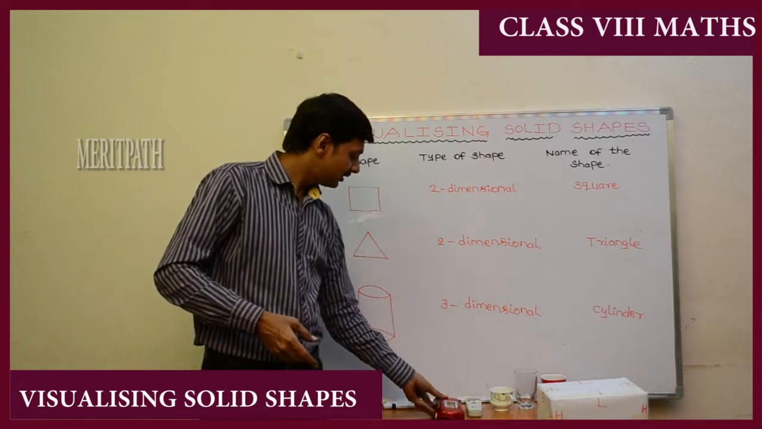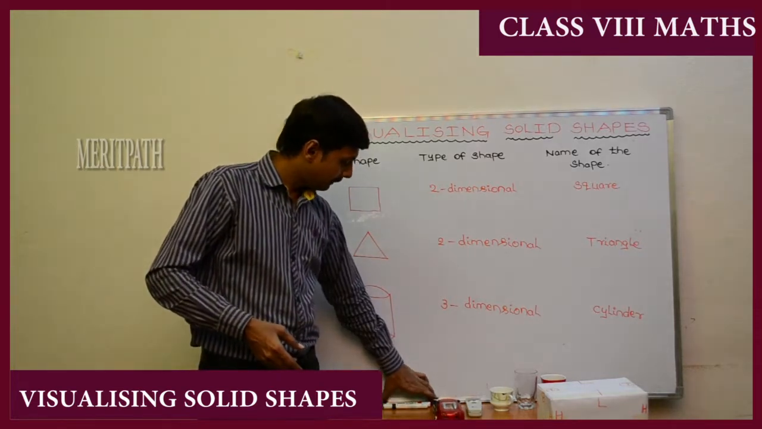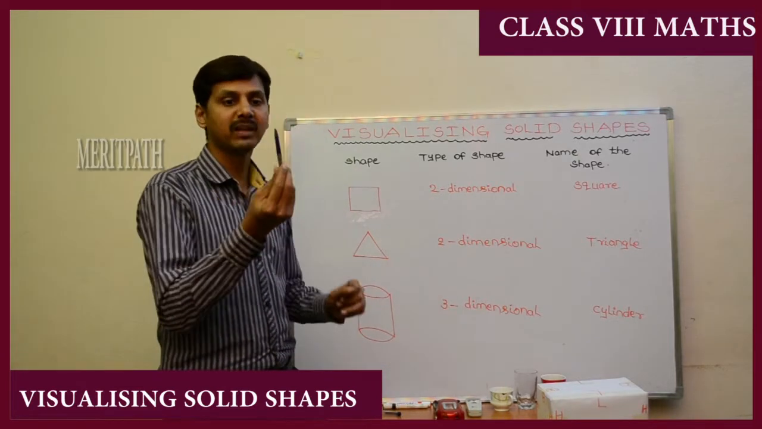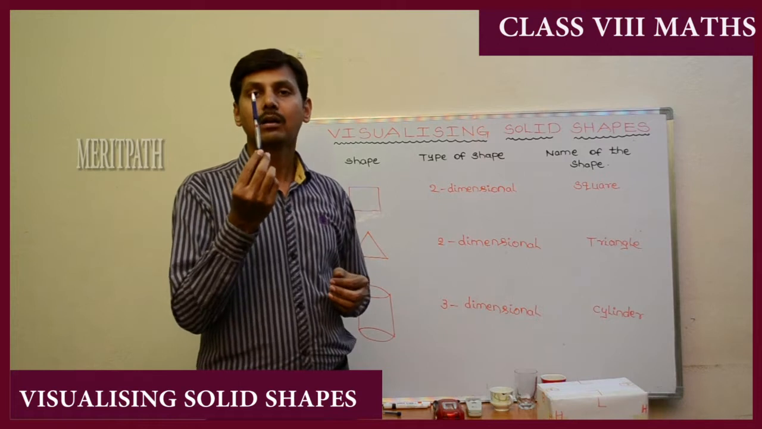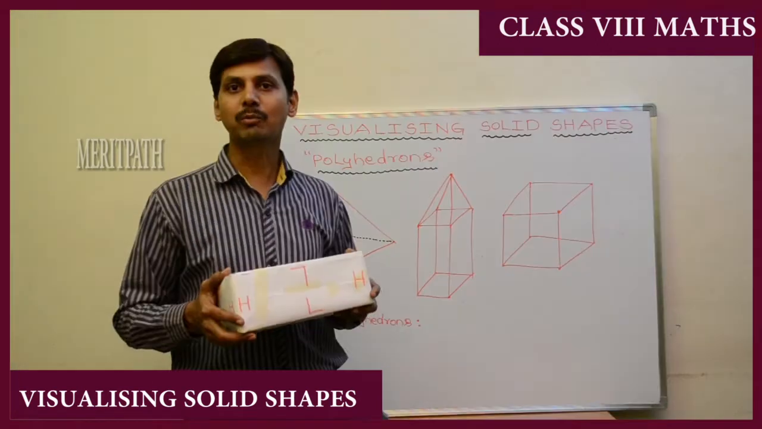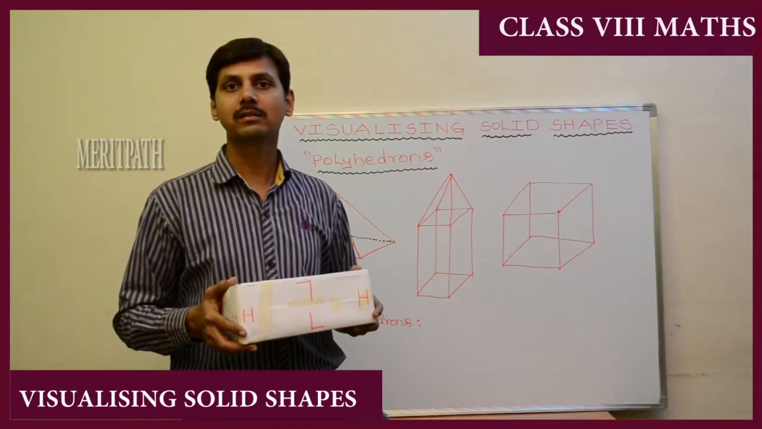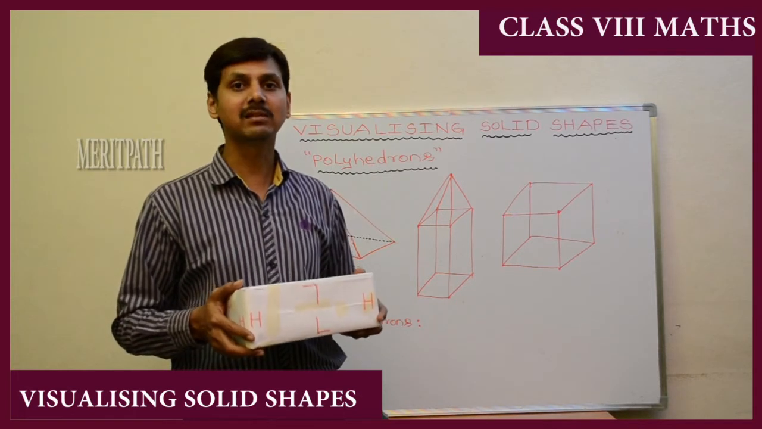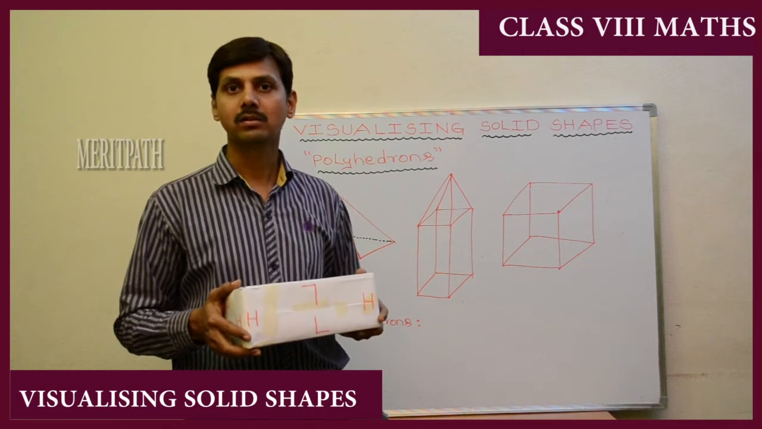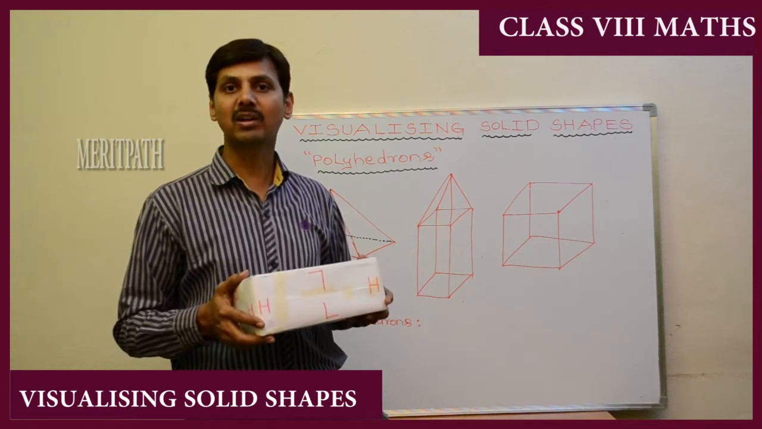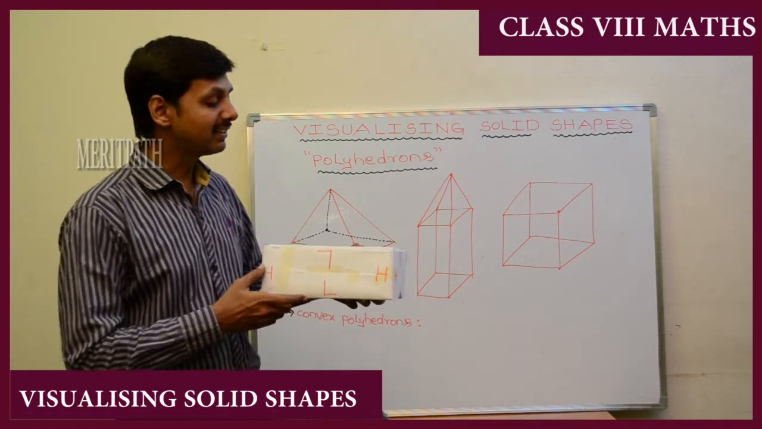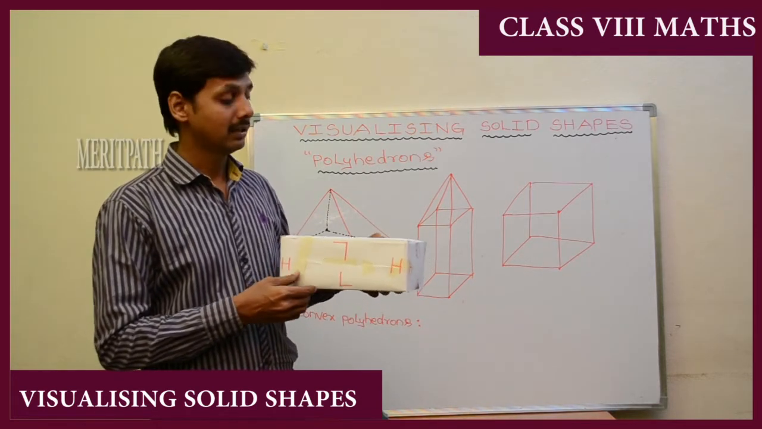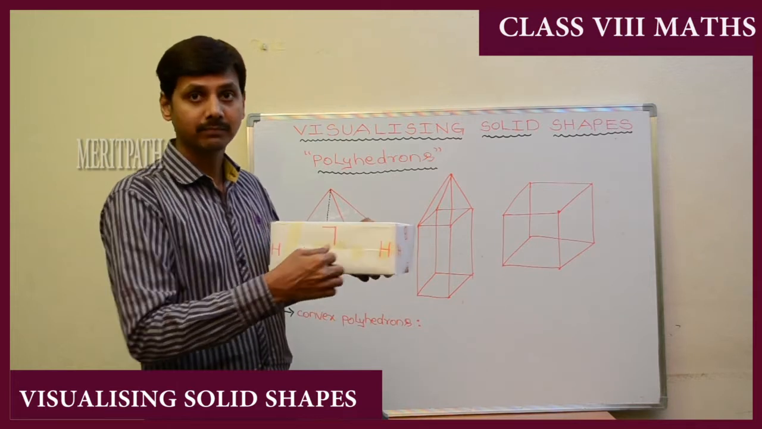And let's take the example of a pen. When we remove the cap from this, it is in the shape of a cone. So about three-dimensional solids: the solid shapes which have three dimensions, length, breadth and height, we call three-dimensional solids. So let's take this cuboidal box. It has three dimensions, length, breadth and height.